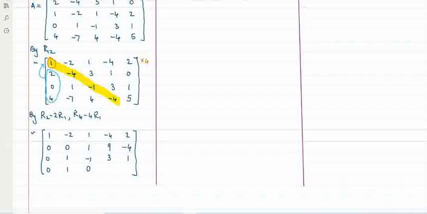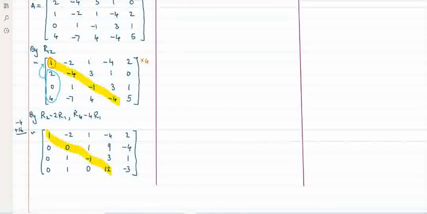Zero. 0. 4 minus 16, right? This is minus minus 12. Plus 12. 12, 12. 5 minus 8. Okay. Minus 3. Yeah. Again, this is your diagonal entry.